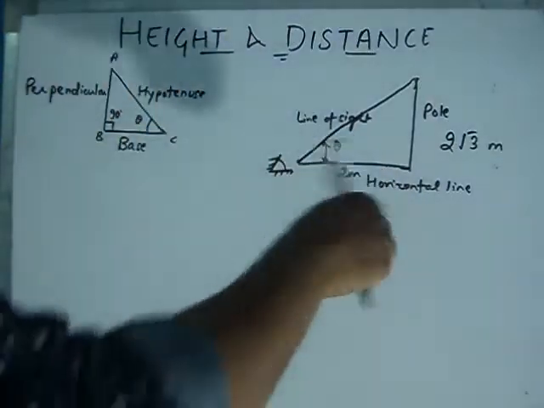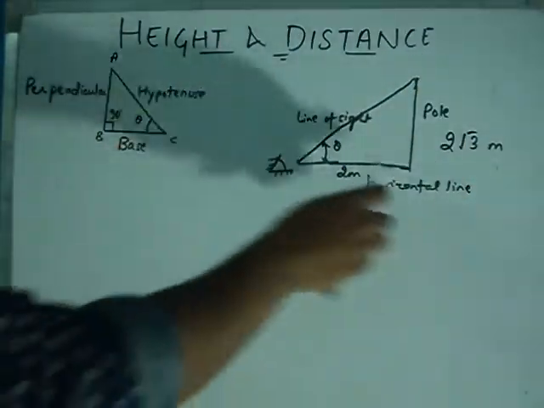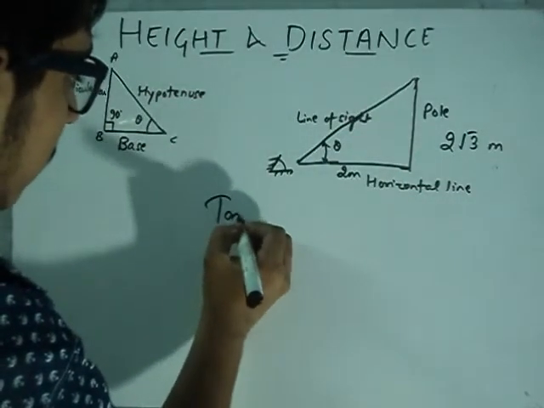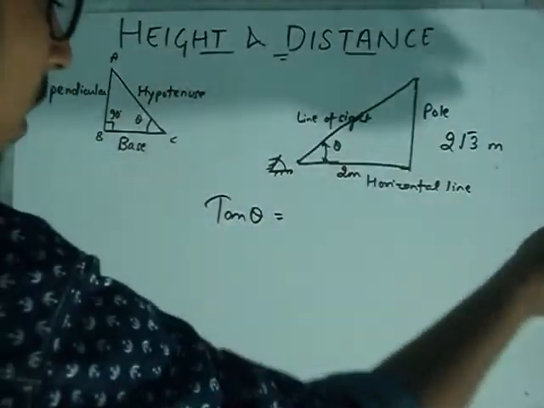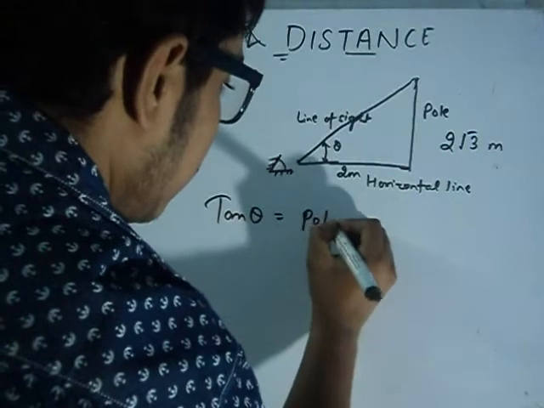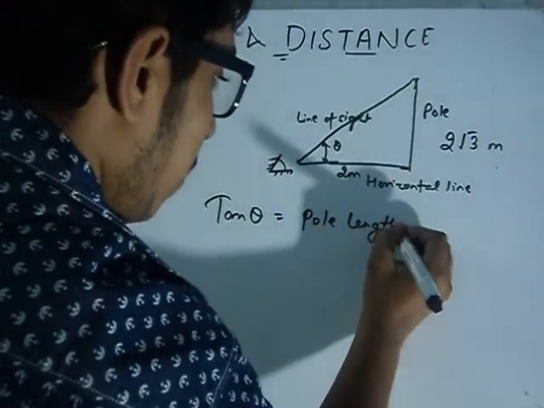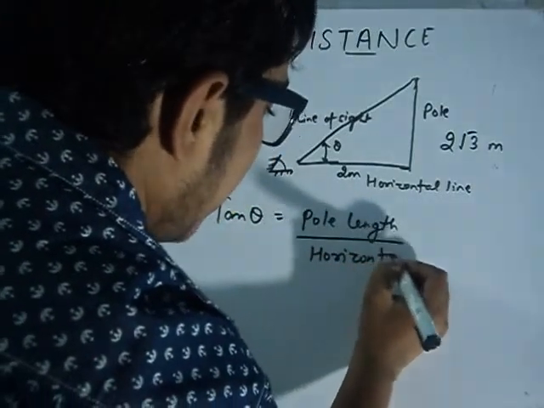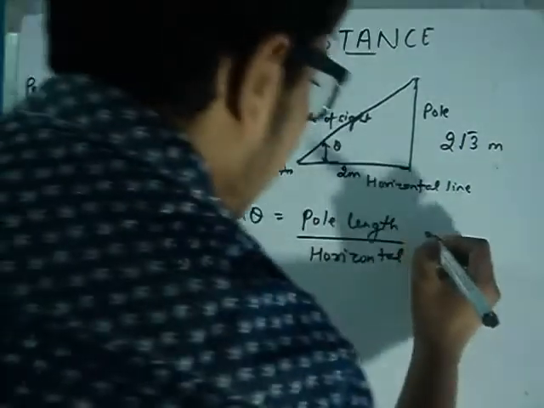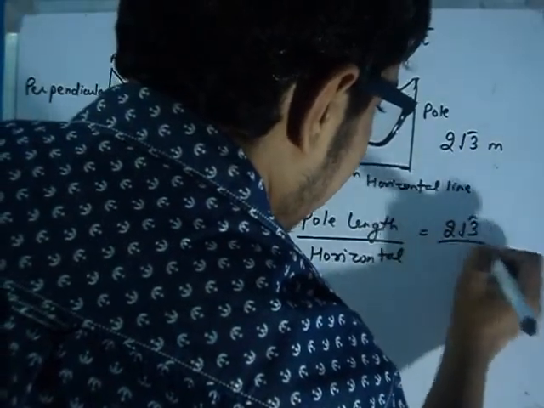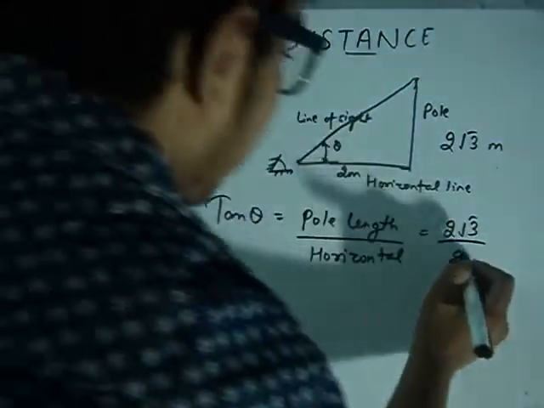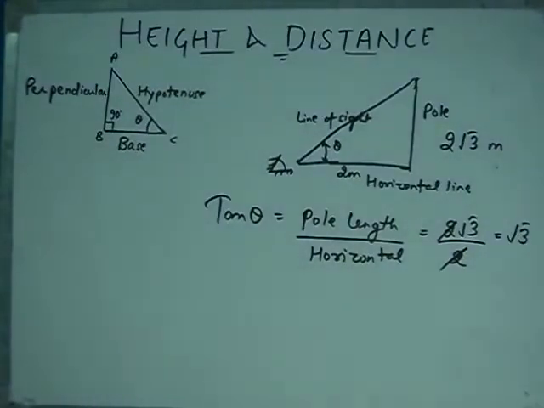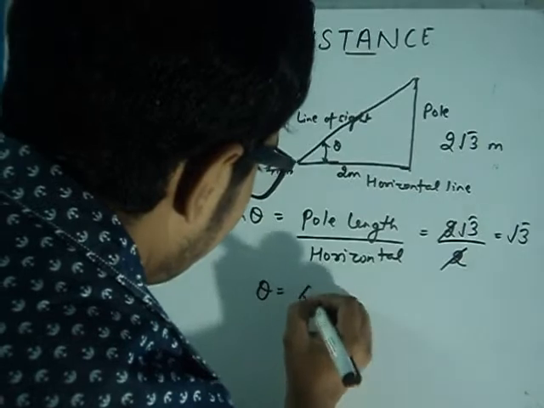So what we can do, we have a perpendicular like this and a base like this. So we have tan theta, which is perpendicular upon base, like pole length divided by horizontal. You can use any notation like ABC or something. So write 2 root 3 as the length, divided by 2, which is the shadow length. So cancel out, we get root 3. According to the table, we get root 3 at 60 degrees. So our angle theta is 60 degrees.